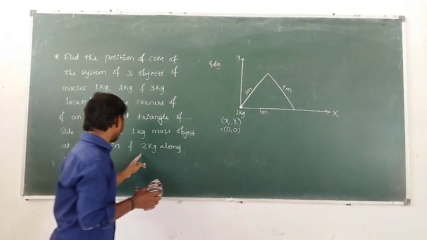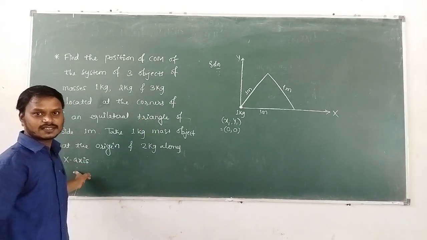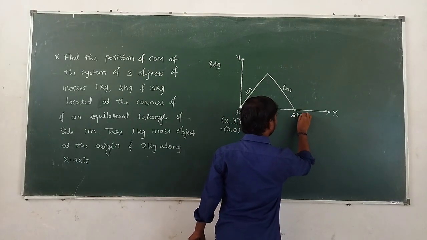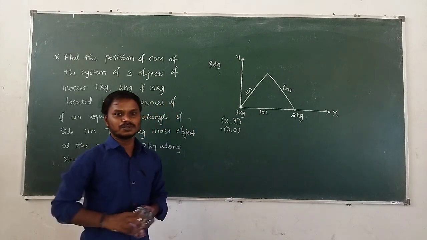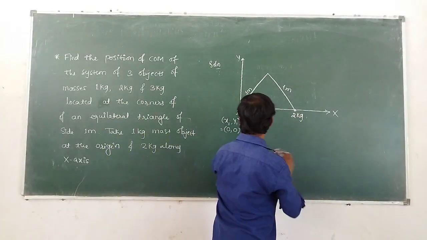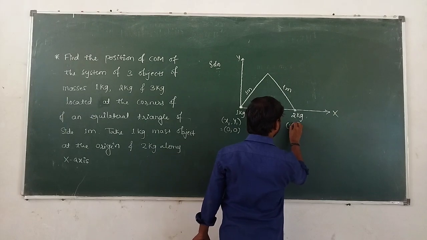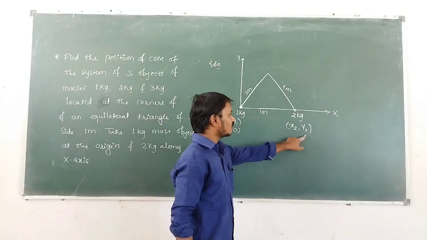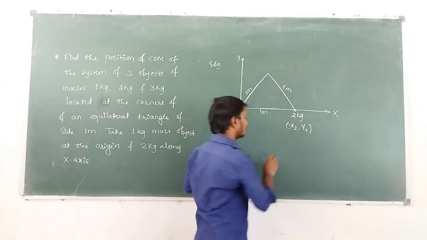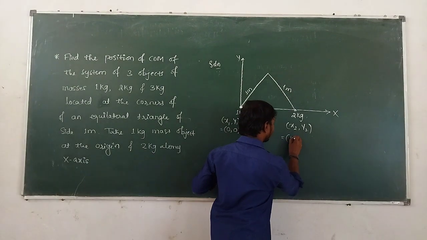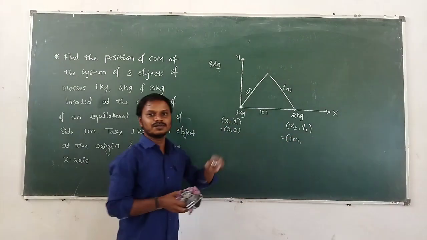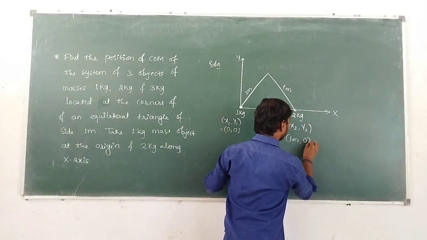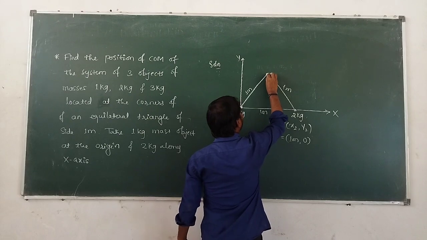And next 2 kg along the x axis. So here 2 kg. This is 2 kg. Then what are the coordinates of 2 kg? So the x coordinate of 2 kg is 1 meter. I will take it as x2 and y2. And x2 and y2 are the coordinates of 2 kg. Then see here, x2 is 1 meter. But what about y2? y2 is 0 because on the x axis the y coordinate is 0.